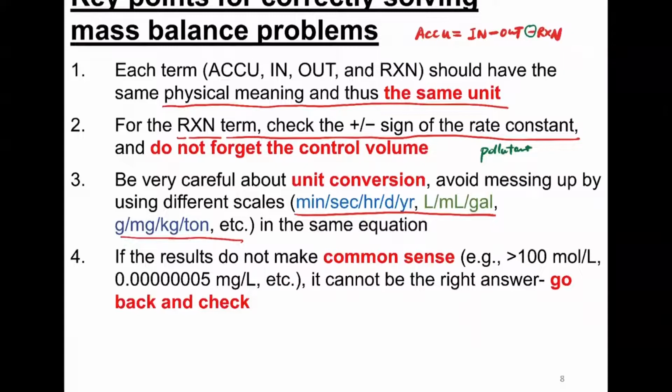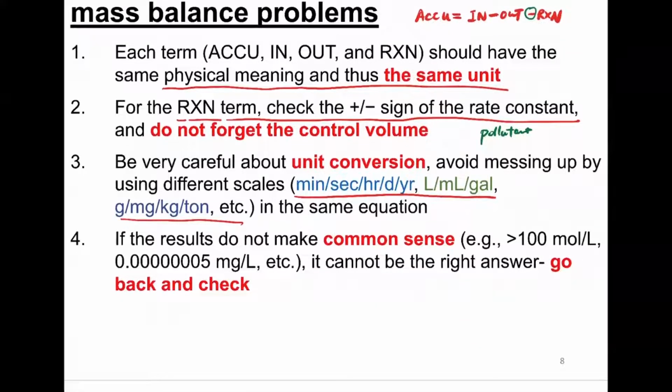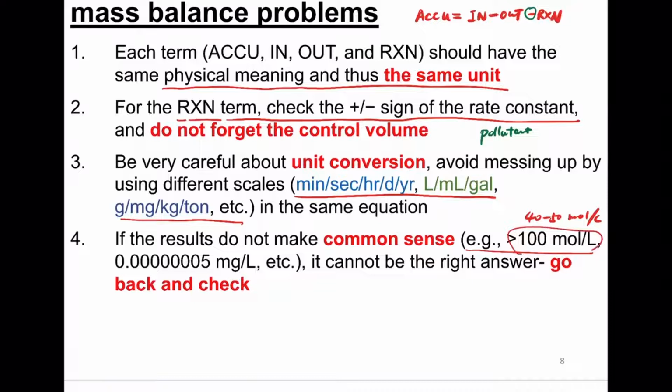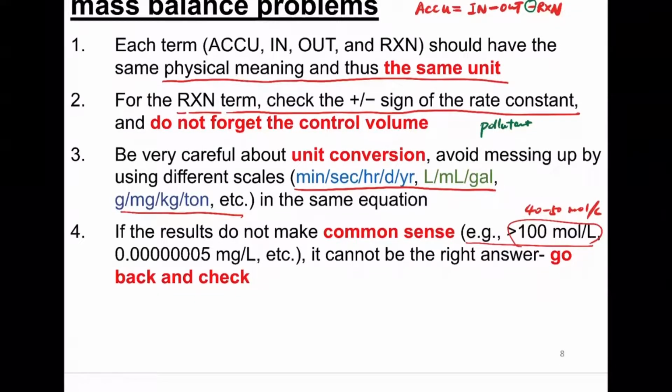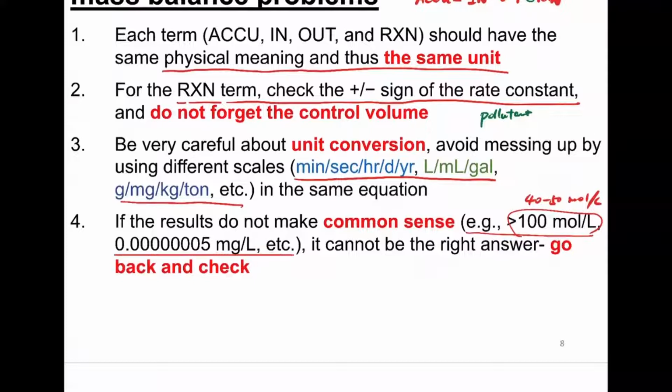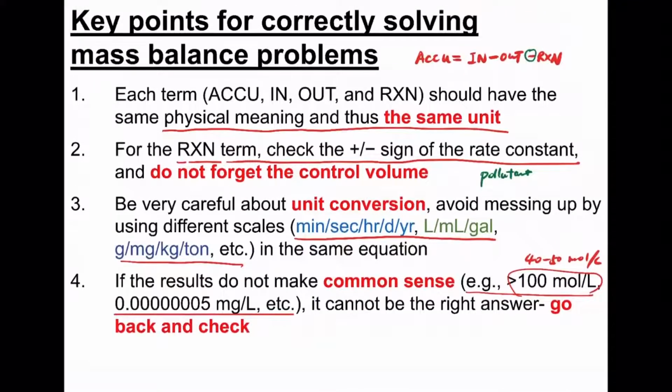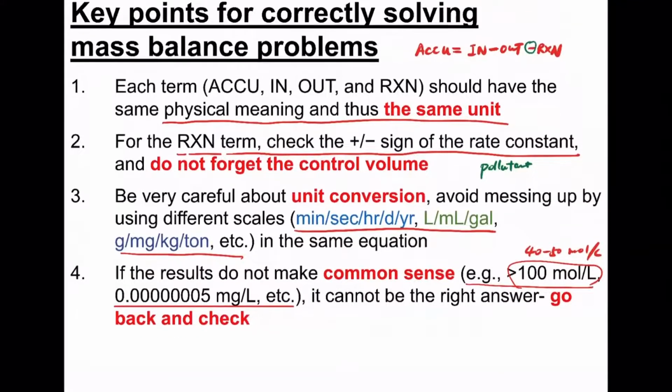Finally, if the results do not make sense, for example, if you find the concentration is higher than 100 mole per liter, please pay attention that even for pure water, the concentration is just 40 to 50 mole per liter. So there's no way a pollutant or a species can have a concentration higher than 100 mole per liter, right? Likewise, if the concentration is too low, it cannot make sense. So we should go back and check. Okay, so these are the general rules and key points when we're trying to solve these mass balance problems.